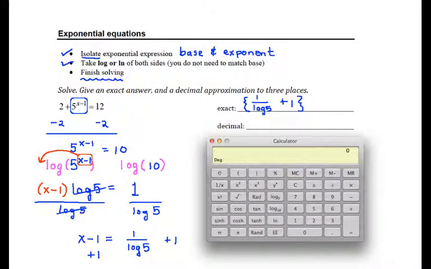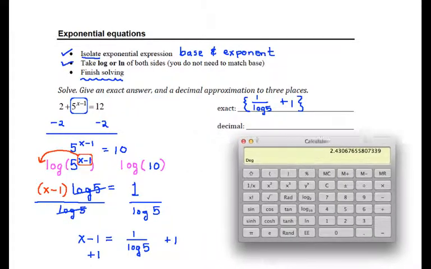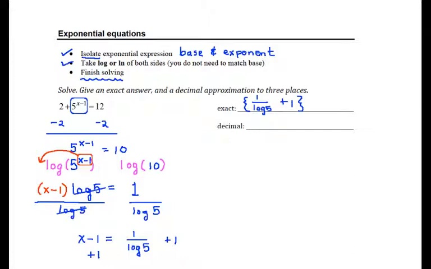For a decimal approximation, I'll need to put this into a calculator. We don't want to get decimal approximations along the way. We want to wait until we're done solving so that we have one expression to enter into the calculator. So I'm going to have 1 divided by, in this calculator I would hit 5 first and then hit log to base 10. And then I will finally add my 1 to get 2.43. If I take this to 3 decimal places, that 0 will round up to a 1. So I have just one solution.